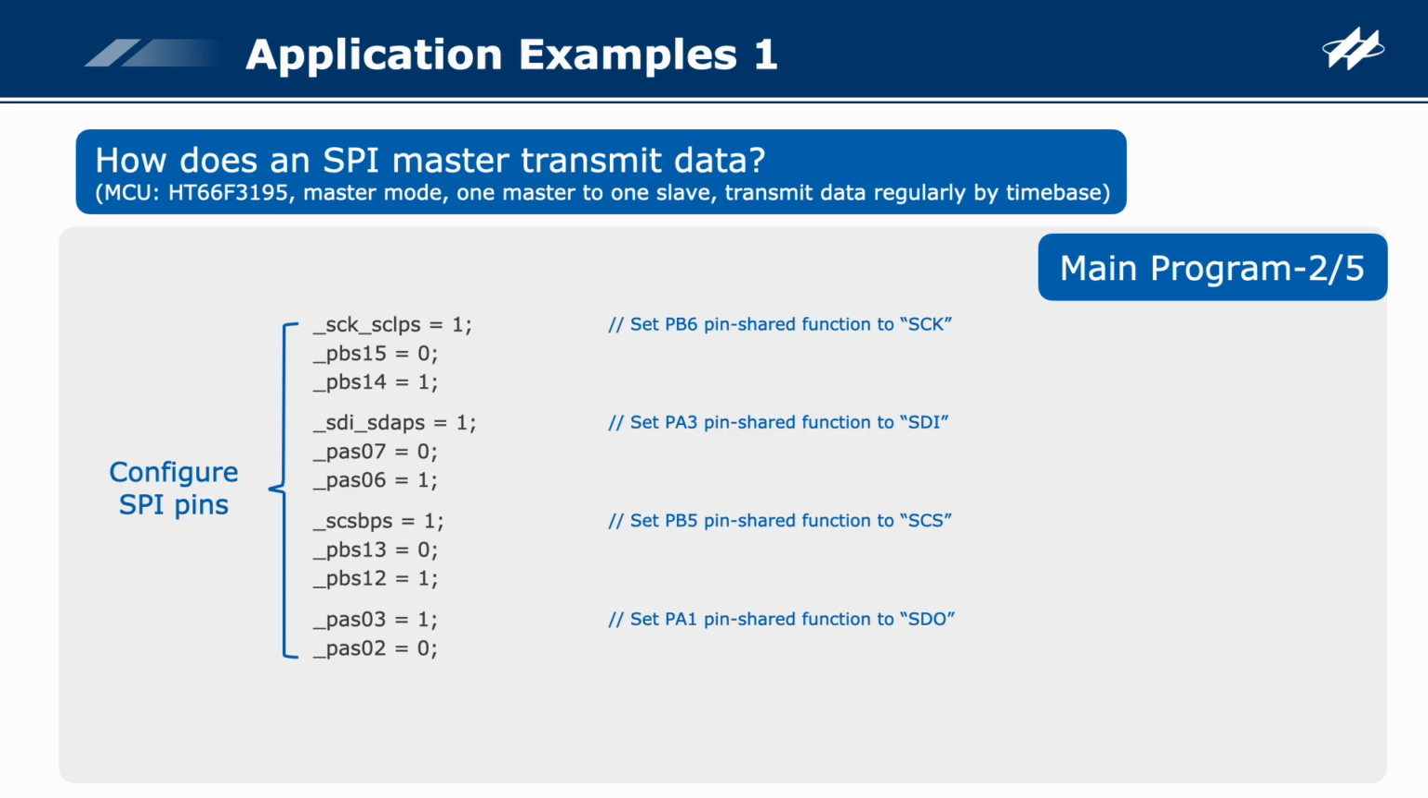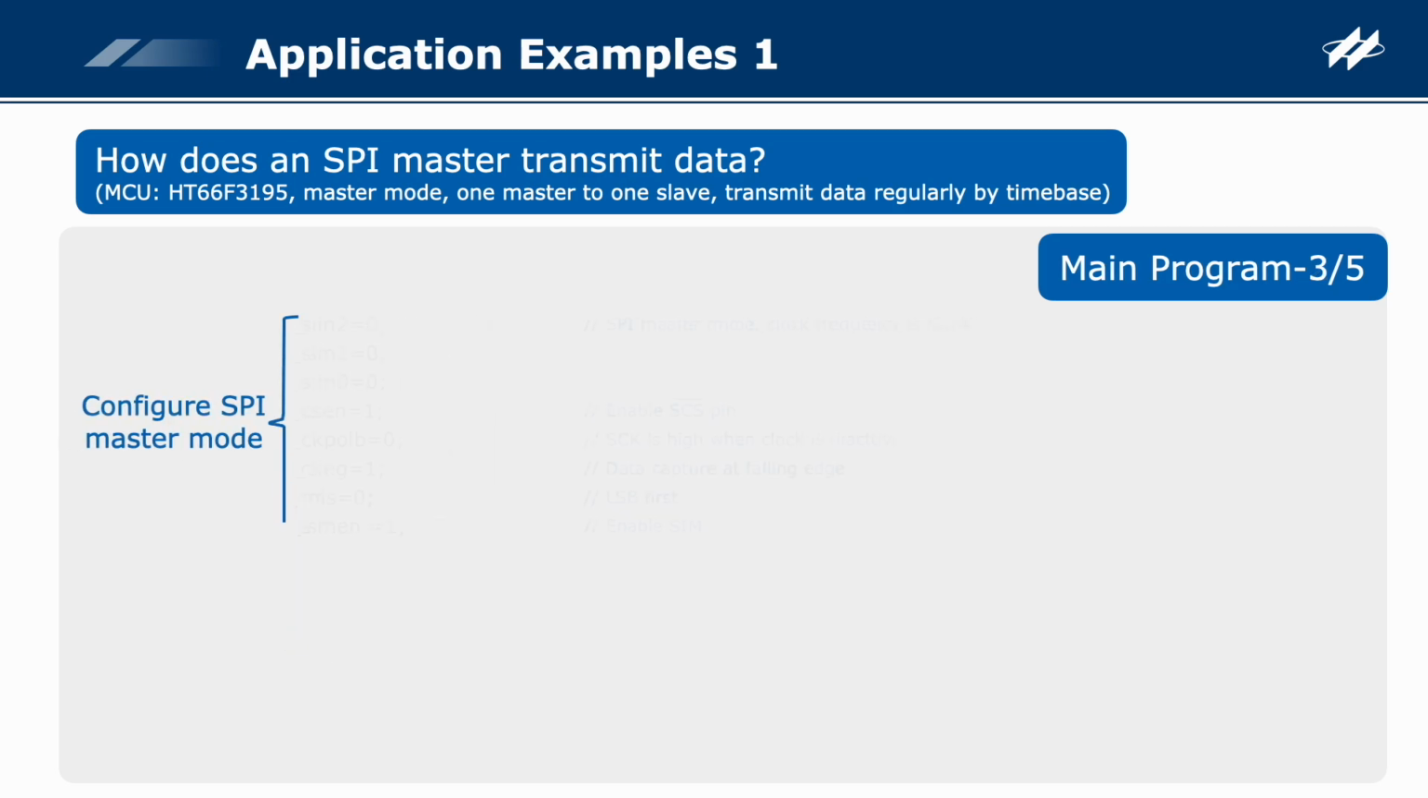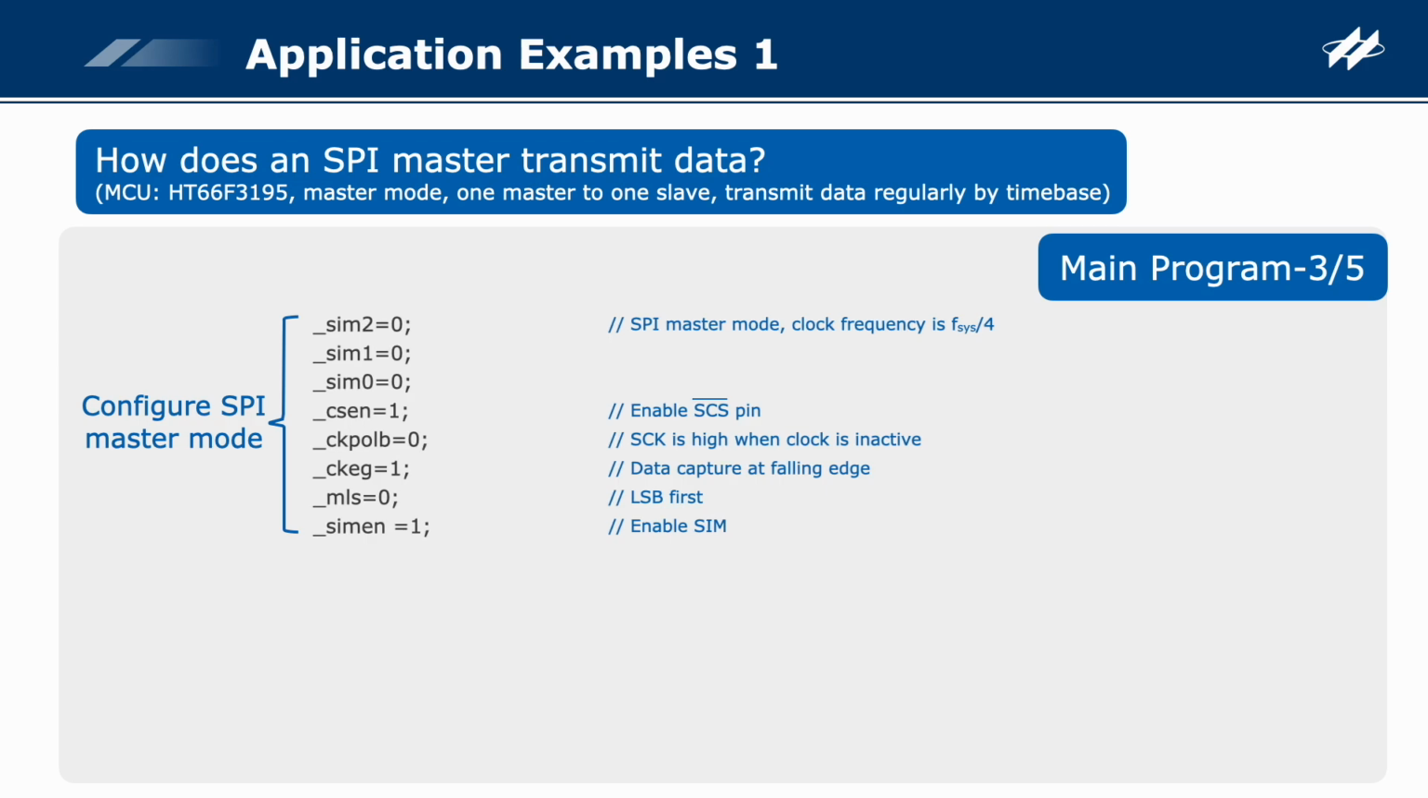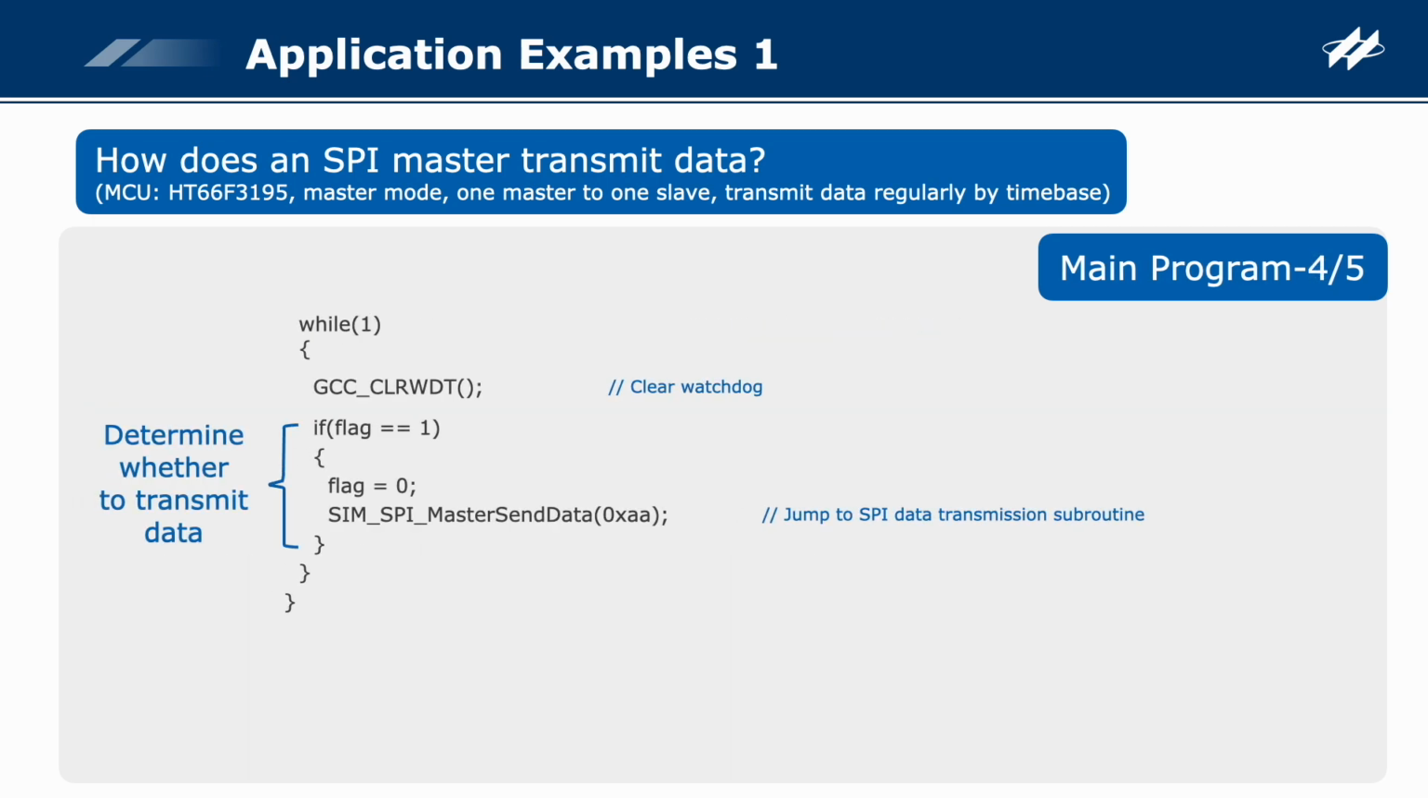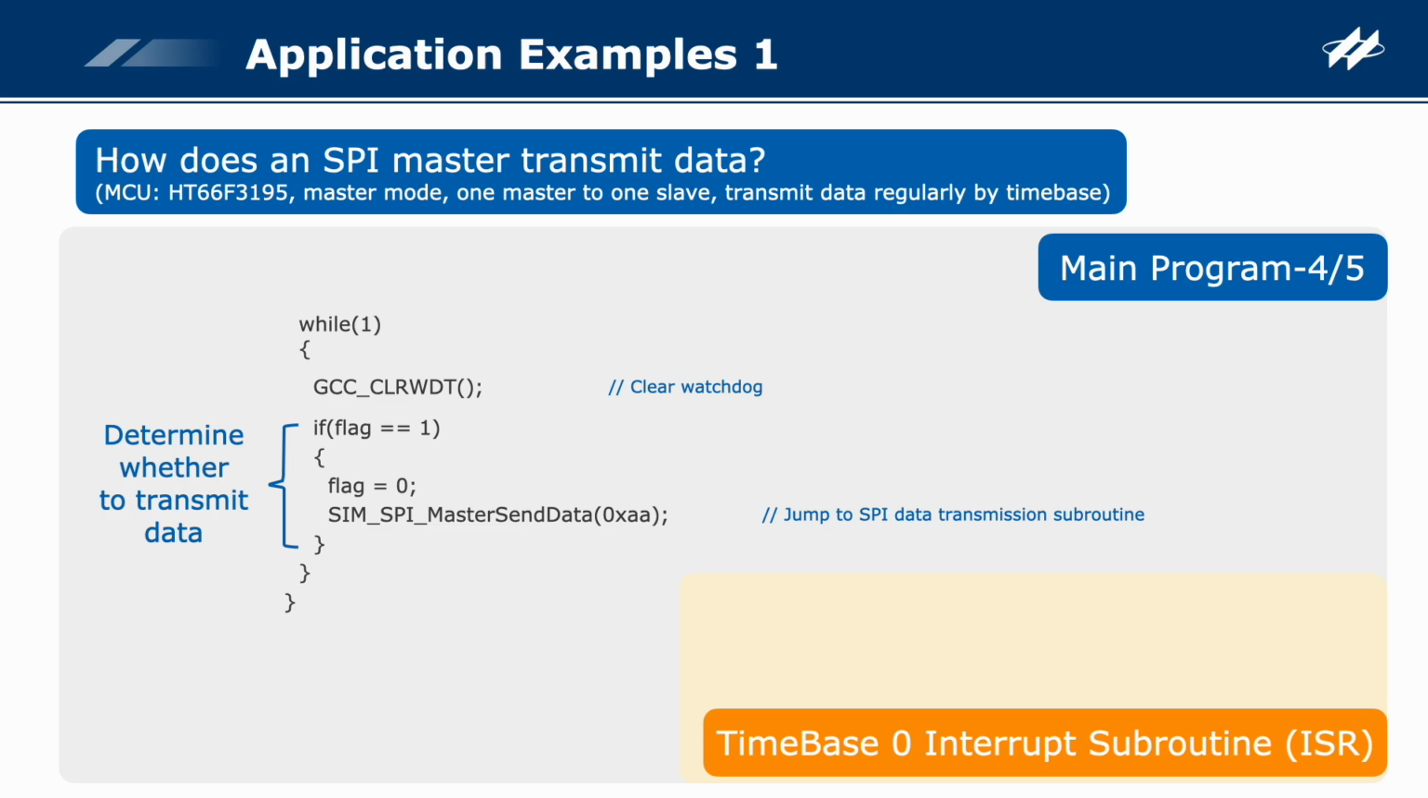Secondly, configure the SPI pins. Next, configure the SPI to master mode. And enable relevant interrupts. Then determine whether to transmit data. If yes, the main program will jump to the SPI data transmission subroutine. Now go on to write the time-based 0 interrupt subroutine program. The interrupt is triggered regularly with the flag set to 1. This makes the master transmit data at a fixed time interval.